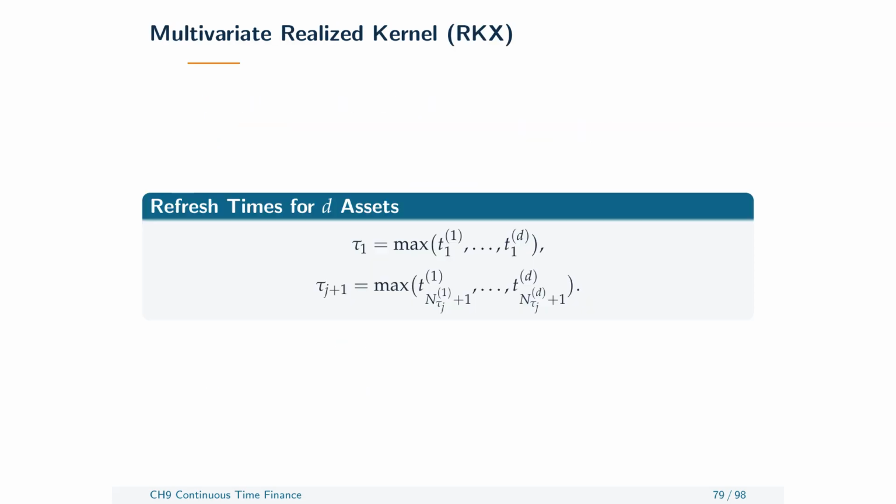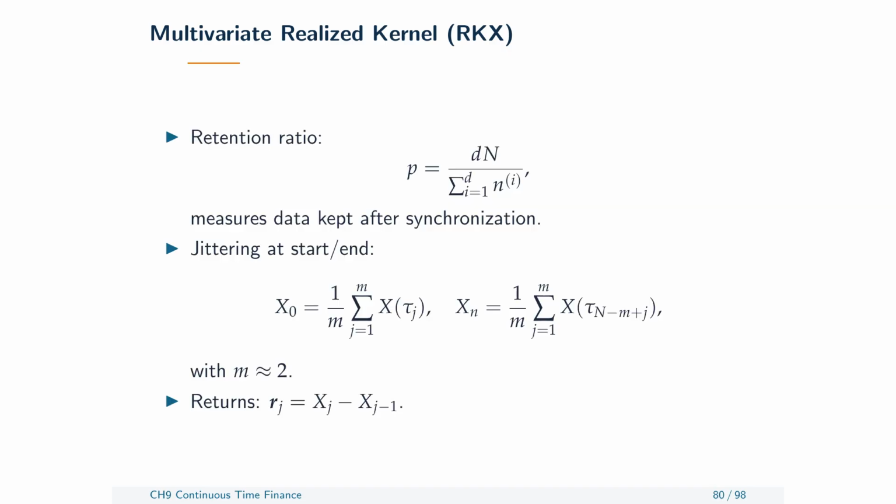The multivariate realized kernel, or RKX, also begins with refresh time synchronization. It may average a small number of prices at the start and end of the day, a step called jittering, to reduce boundary noise. Vector returns are then formed on the synchronized grid.